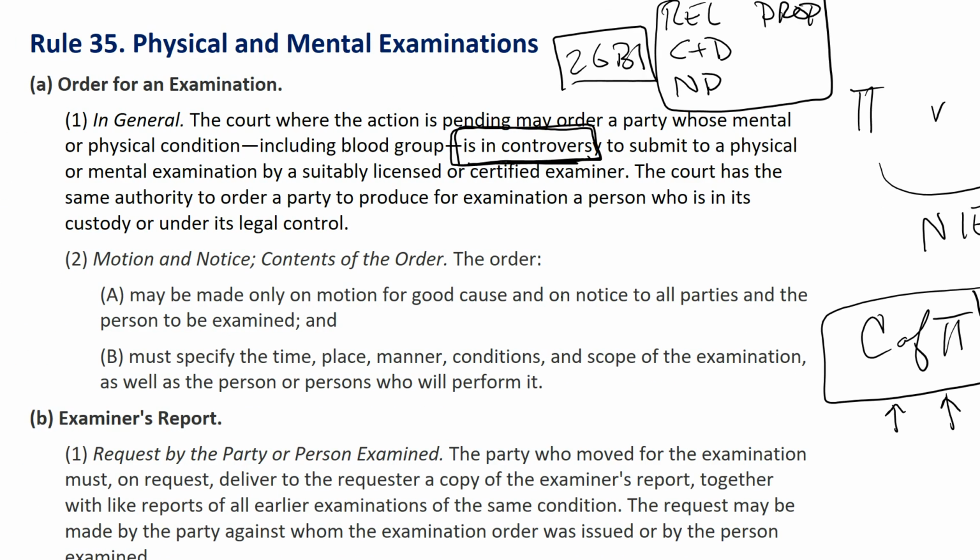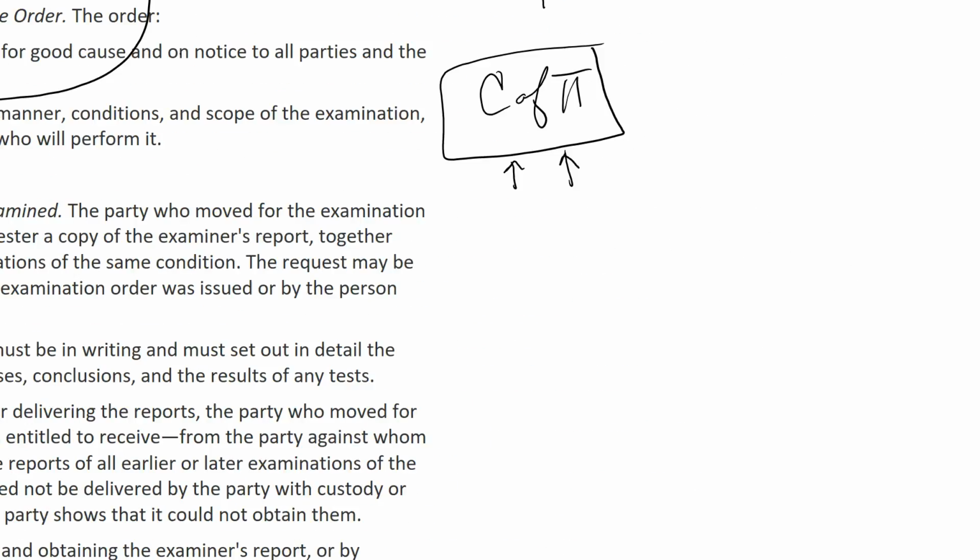But under Rule 35, we're not asking for things that are just relevant. You know, relevance is always required. Now, the mental or physical condition of the party has to be in controversy. So it's not enough for the mental or physical condition to be relevant. Additionally, there's got to be a dispute over that mental or physical condition.